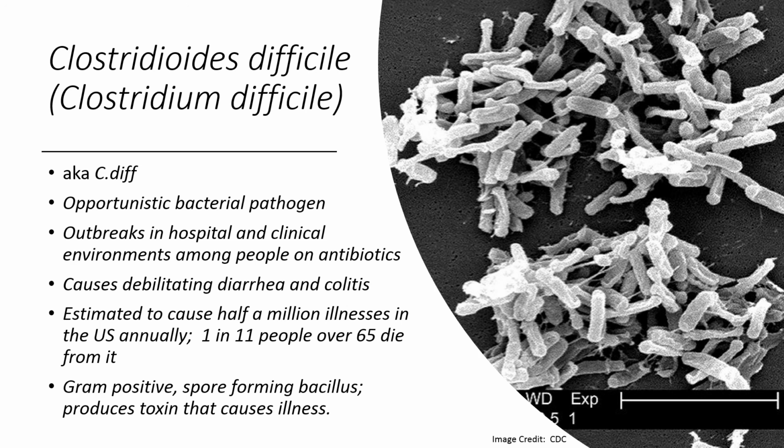C. diff causes debilitating diarrhea and colitis, and is estimated to cause 500,000 illnesses in the United States annually. About 1 in 11 people over 65 actually die from this. C. diff is a gram-positive spore-forming bacillus, and it's the toxin that it produces that actually causes illness.